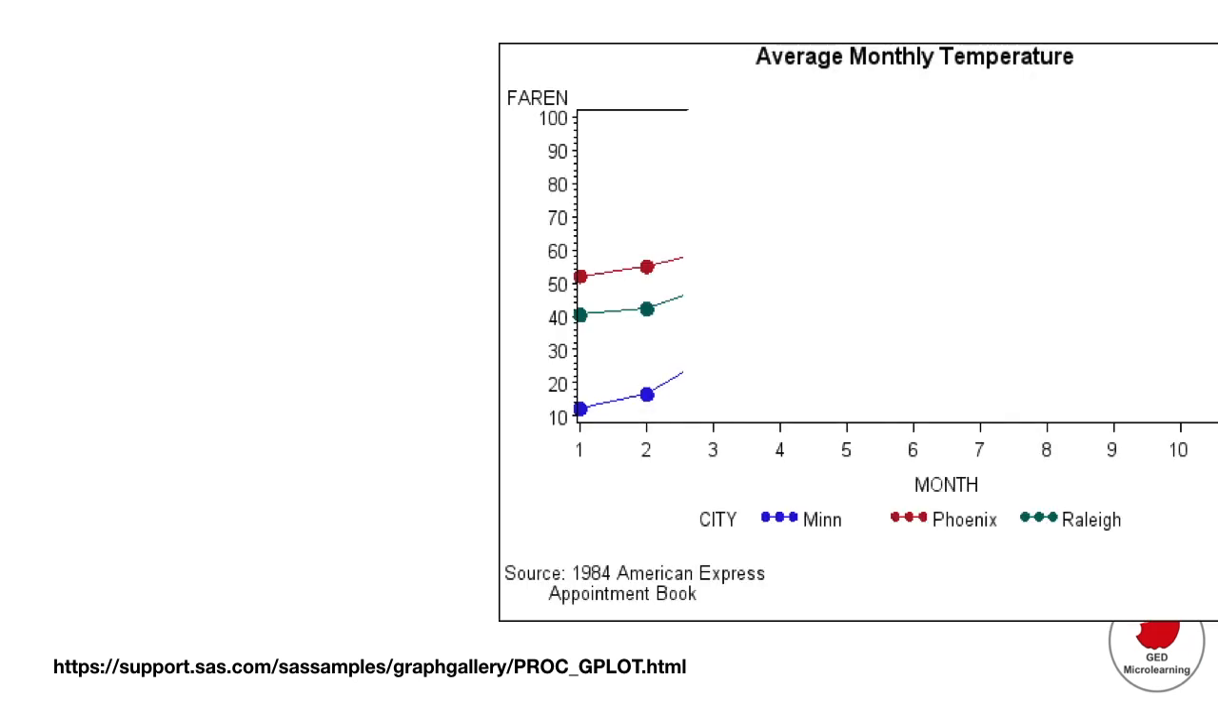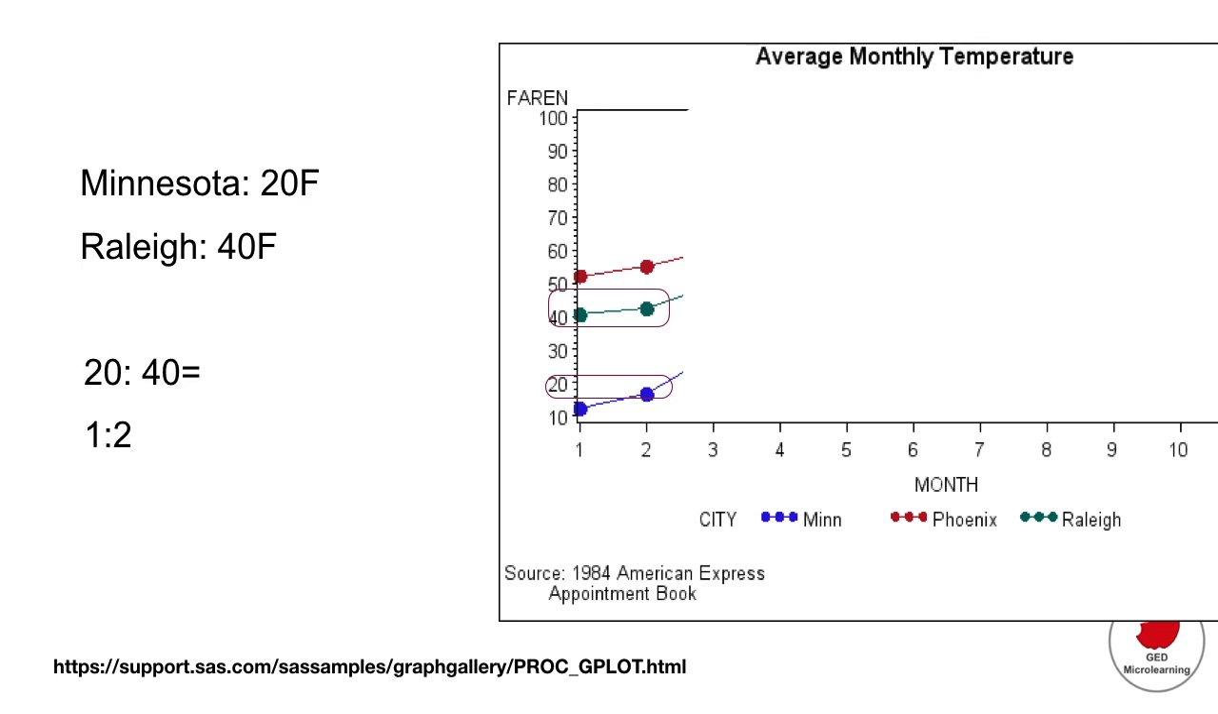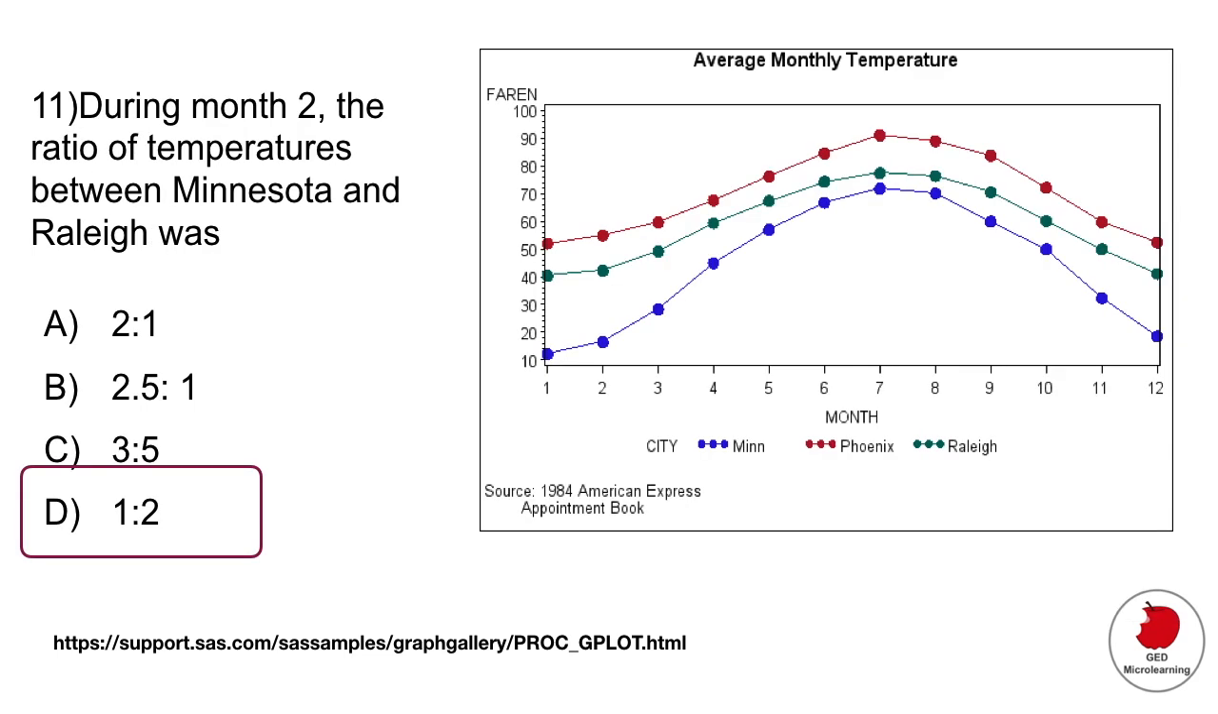Okay, so I've erased the rest of the graph just for clarity. The question asks us what's happening in Minnesota and what's happening in Raleigh in month 2. So if we just select those 2 points, you can see that in Minnesota, which is the blue line, the temperature is approximately 20 degrees, and in Raleigh, it's approximately 40. Okay, so the ratio would be 20 to 40. And of course, you have to reduce this to its simplest form, which would be 1 in 2. And this is option D.